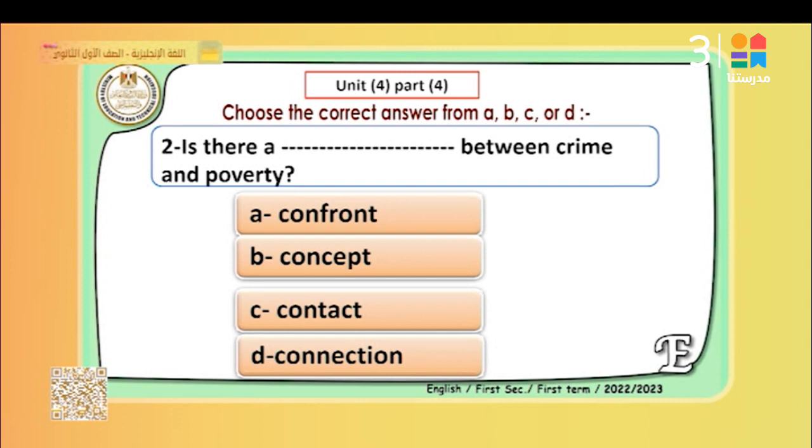Is there a between crime and poverty? Is there a confront, concept, contact, connection? أنا هنا عايزة أقول هل في ارتباط ما بين الحاجتين دولت؟ Is there a link between crime and poverty? طب إحنا عايزين هنا word which means a link. What is it? Of course, it's connection. So what is to connect? To connect means to link two things together. So is there a connection between crime and poverty? Are all people who are poor criminals? Is there a connection?